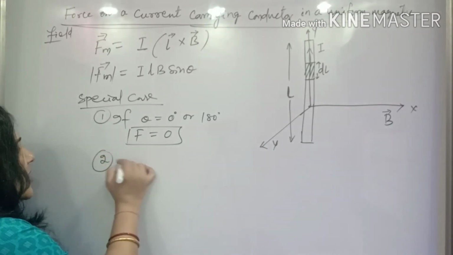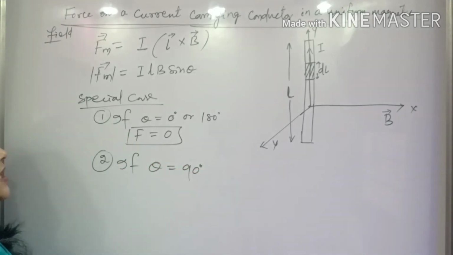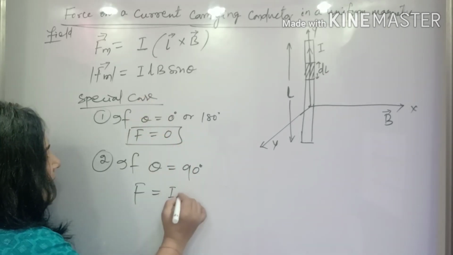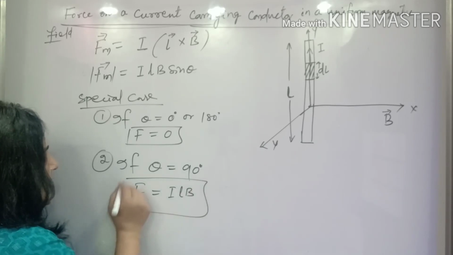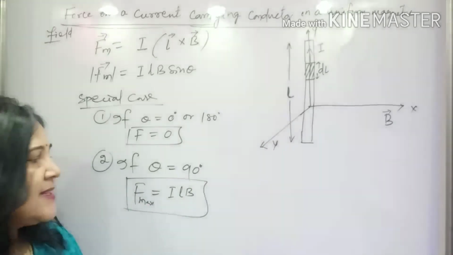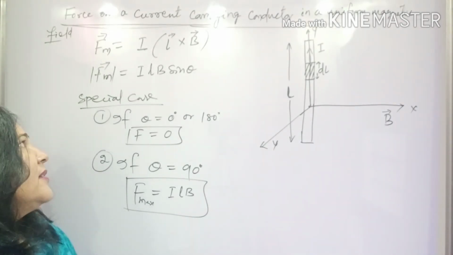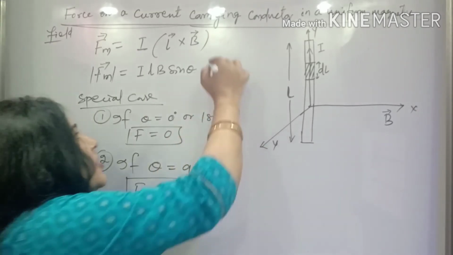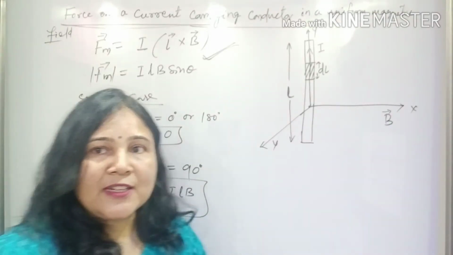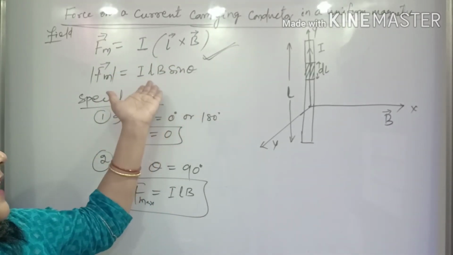Now the second case, if theta equals 90 degrees, how much is the force? Sine 90 is 1, so this is ILB. This is the maximum force which will be experienced by the conductor if it is placed at right angles to the magnetic field. So you need to remember that the force experienced by the conductor when it is placed in a uniform magnetic field is I L cross B. This is the magnitude part, ILB sine theta.